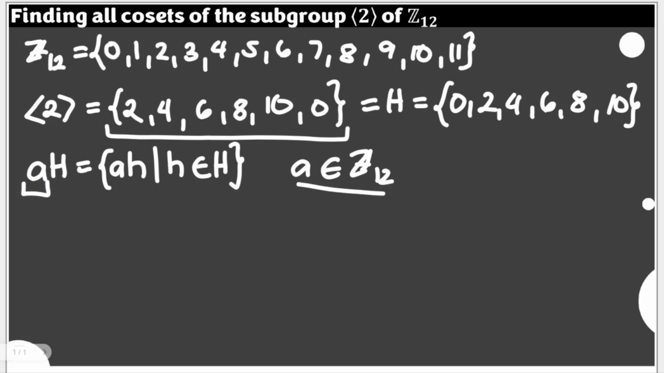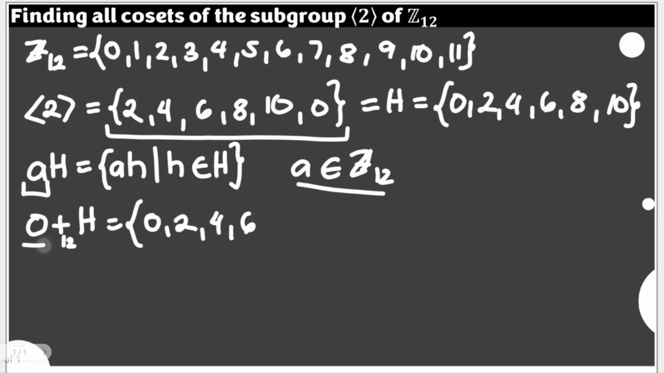So let's start with, of course, 0. The operation here is addition modulo 12. So 0 plus H gives the same results: 0 plus 0 is 0, 0 plus 2 is 2, 0 plus 4 is 4, 0 plus 6 is 6. We're adding 0 to all the elements of H. 0 plus 8 is 8, 0 plus 10 is 10. This is the first left coset. It's called a left coset because the element is placed before our subgroup.